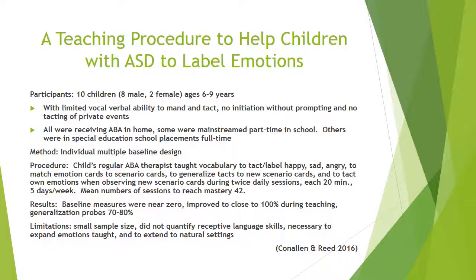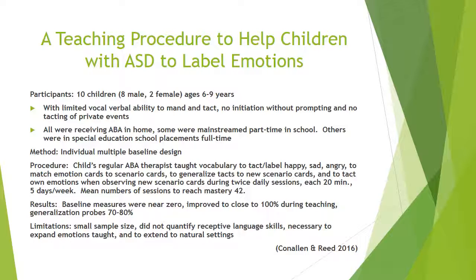Connellan and Reed in 2016 developed a teaching procedure to help children with ASD to label emotions, and these were 10 children ages 6 to 10. These children had limited verbal ability to mand and tact, no initiation without prompting, and no tacting of private events. All were receiving ABA in the home. Some were mainstream part-time in school. Others were in special ed school placements full-time.